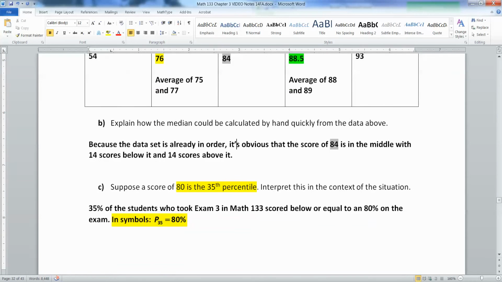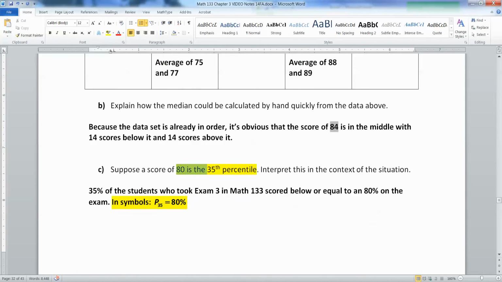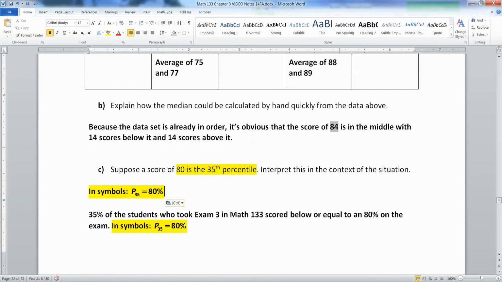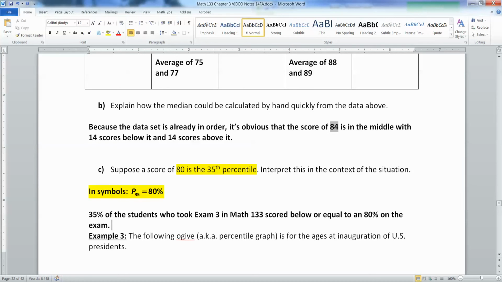All right, now, suppose that 80 is the 35th percentile. So that means that in symbols, P35 is equal to 80. That means that 35% of the students who took exam 3 in that Math 133 class scored below or equal to an 80% on the exam. So 35% scored below or equal to an 80, so 65% of the students scored above an 80, so 81 or higher. So let's put that in there as well.